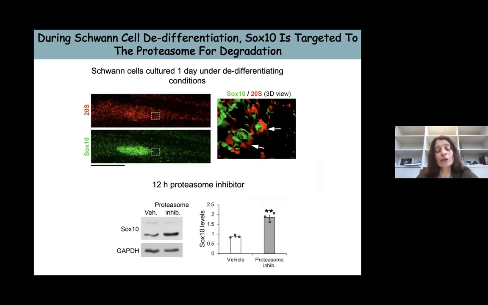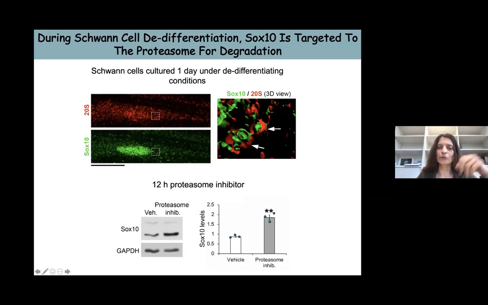Then we wanted to know, actually it was already published, but we wanted to double check that, whether SOX10 is degraded in the proteasome, and whether after lesion, or in a de-differentiated Schwann cell that would mimic a lesion, SOX10 would be degraded in the proteasome. To look at that, we did co-immunofluorescence of SOX10 with the 20S subunit of the proteasome, and we could see indeed that some of the SOX10 localized in the cytoplasm was enwrapped by the proteasome.